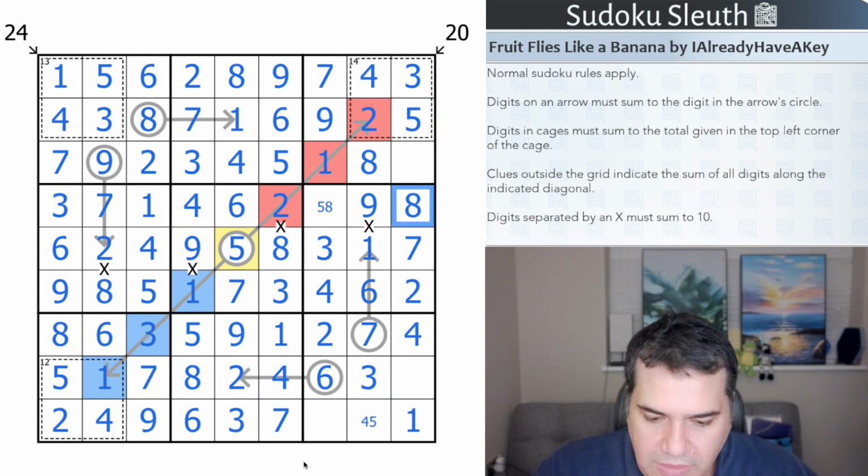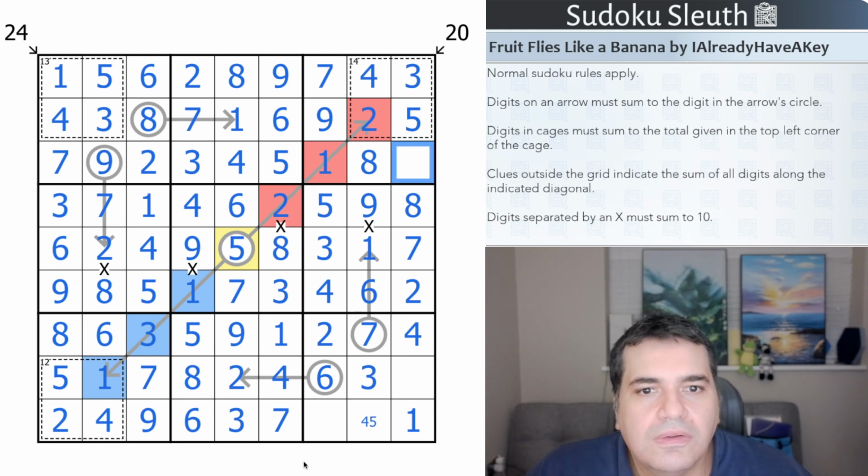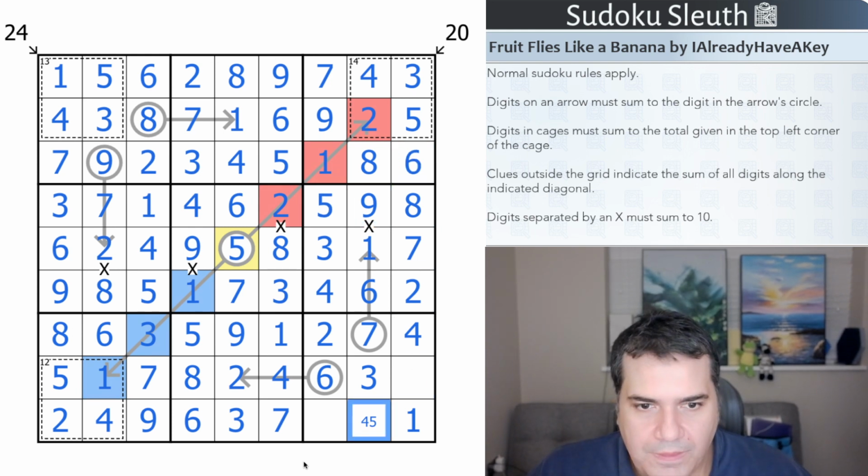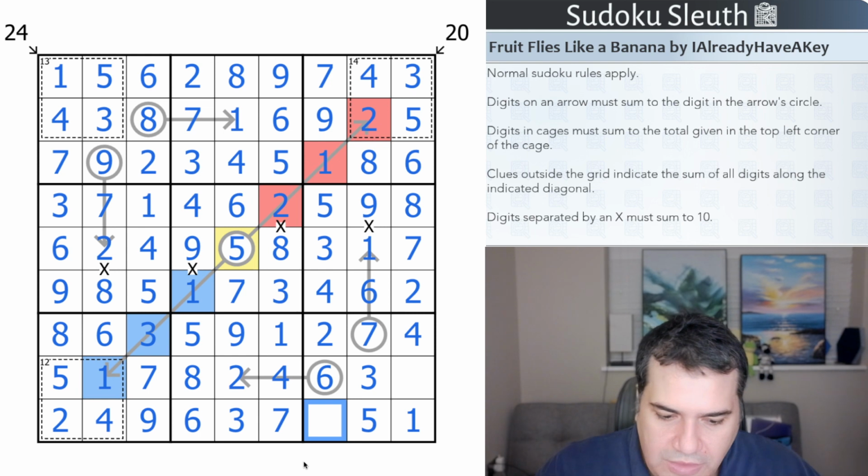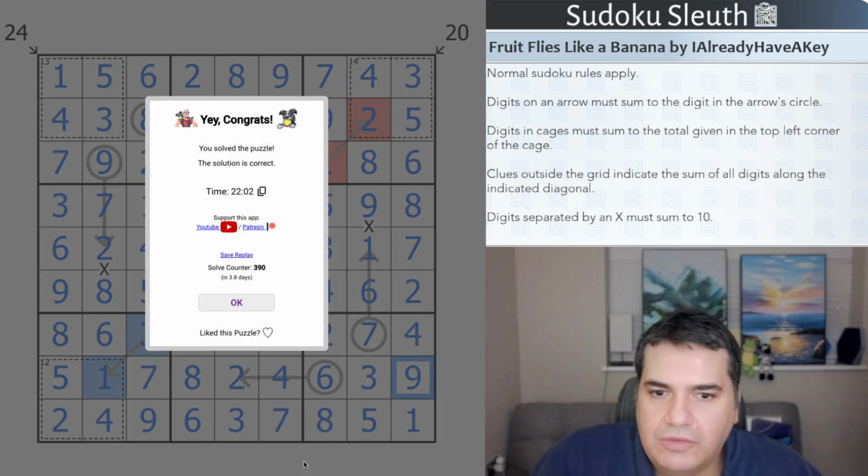5 gives me the 8, the 5, the 6, the 5. And what do I need in here? I've got 1, 2, 3, 4, 5, 6, 7. I need 8 and 9. That's the 8. And if I've not made any mistakes, that's the 9 for the finish.